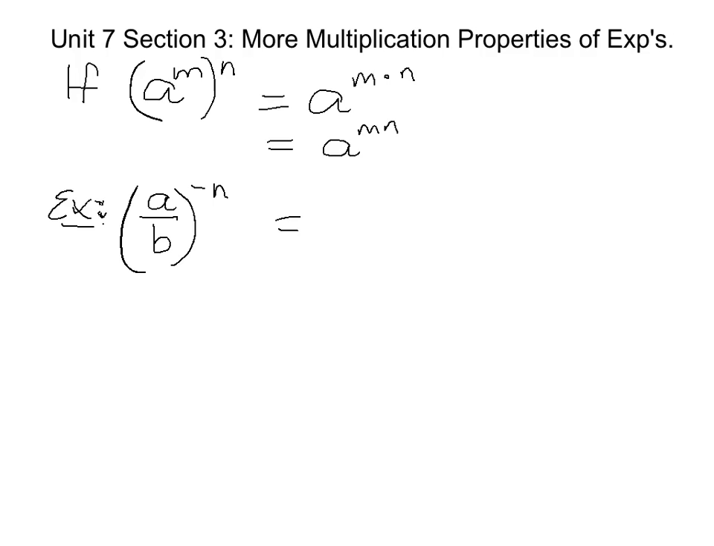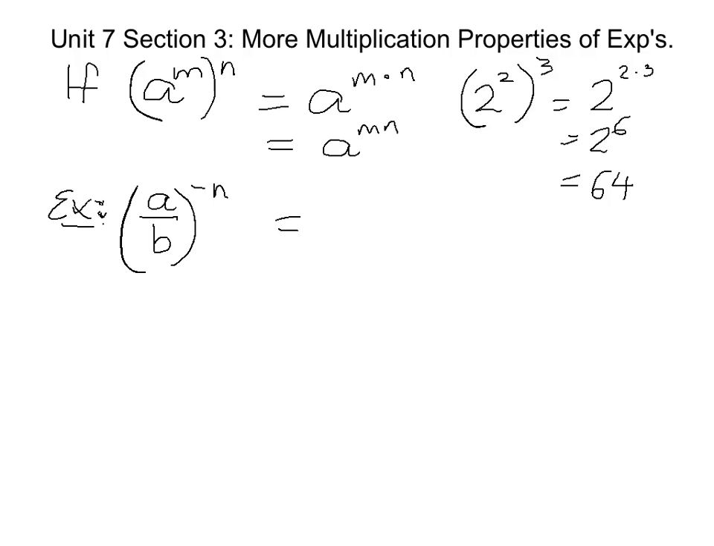If I was to do an example of this, if I took 2 squared and raised it to the power of 3, then I would have 2 raised to the power of 2 times 3, which is 2 to the 6th power. Now, if it's a number, we should be able to find it. If it's a variable, then we can leave it as the variable to that power. And 2 to the 6th power is 64.